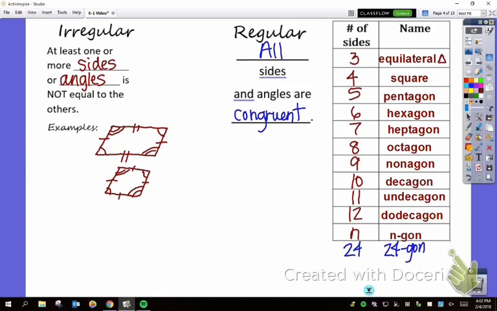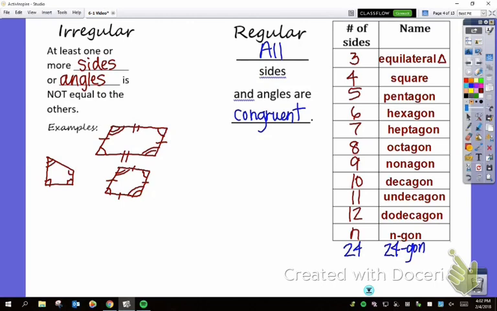So either one of those would work as an irregular polygon. A rectangle would also be irregular. You could have just a quadrilateral that looks like this. That would be irregular. You might have 90 degrees here, but then this angle and this angle aren't equal. So all of those would be considered irregular.